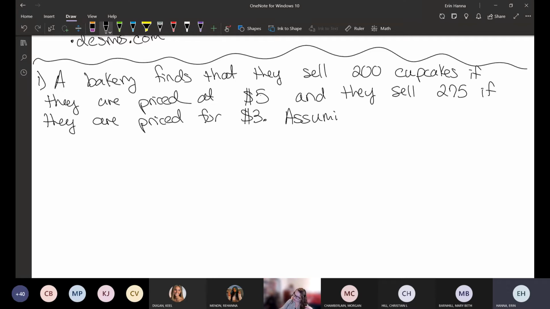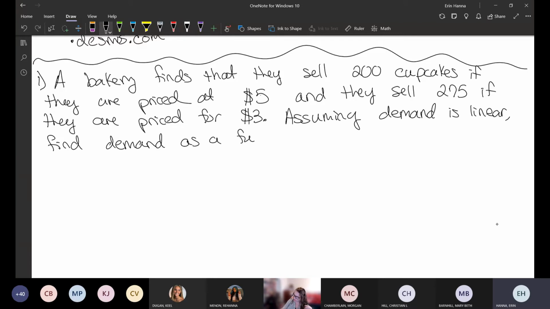assuming demand is linear, find demand as a function of price. I'm switching it up. Now, I'll hold on one second before I actually start so y'all can write that down.